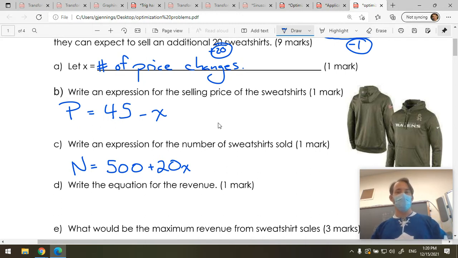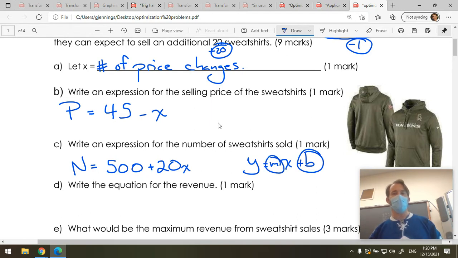But then when I can see it this way, I can look at this. This is my y equals mx plus b. This is my initial value, 500. And this is my slope, my change per change in x. Here's the change per change in x. So that should click with our work on lines.